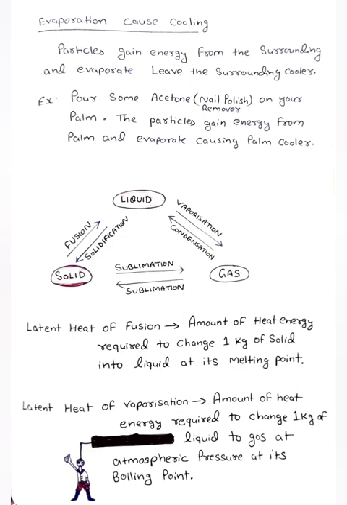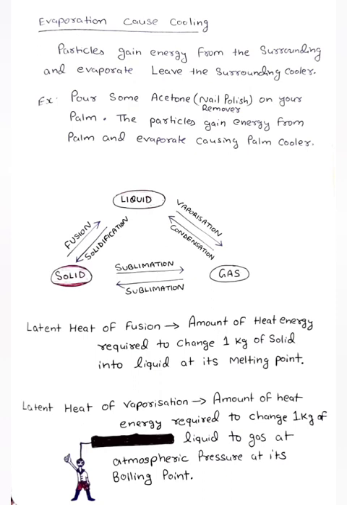Different solids have different melting points. Latent heat of vaporization. This latent heat of vaporization is used by a liquid to change into the gaseous state. So, it is the amount of heat energy required to change 1 kg of liquid to gas at atmospheric pressure at its boiling point.